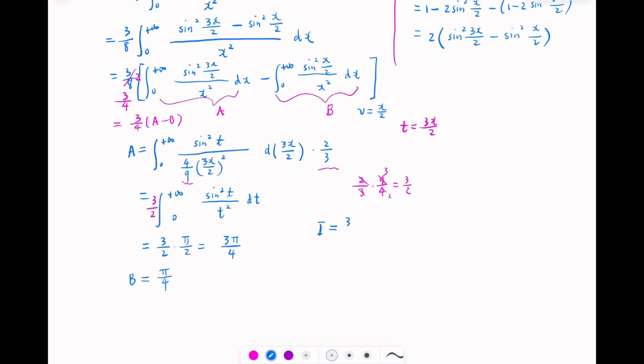a is 3 pi over 4, b is pi over 4, so the difference is pi over 2. So 3/4 times pi over 2 is 3 pi over 8. So what we get is that the integral from 0 to positive infinity of sine third power over x to the third power is equal to 3 pi over 8.